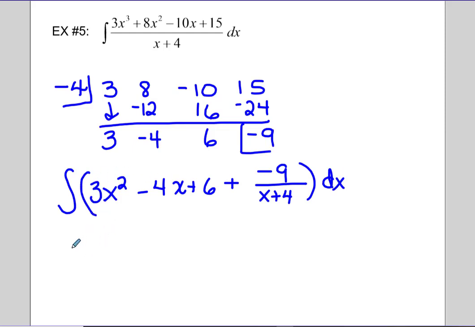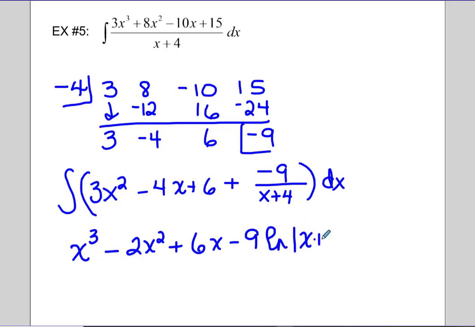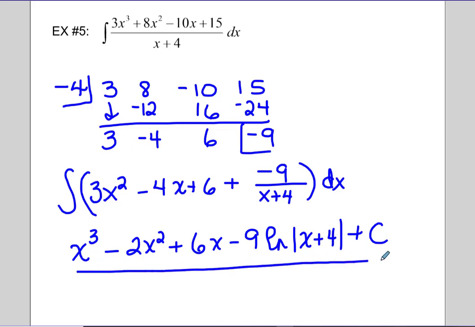So this antiderivative is x cubed. This would be minus 2x squared plus 6x, and then this would be a natural log, minus 9 natural log x plus 4 plus our constant. So that wasn't as bad as it seems.